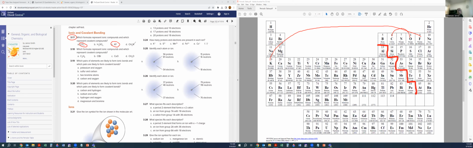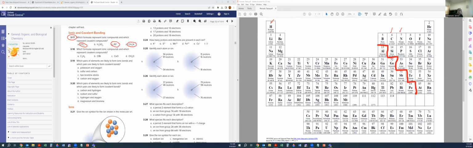We do CH5N. Carbon and nitrogen are nonmetals. Hydrogen over here is on the metal side, but it is still a nonmetal. So these are all covalent compounds.